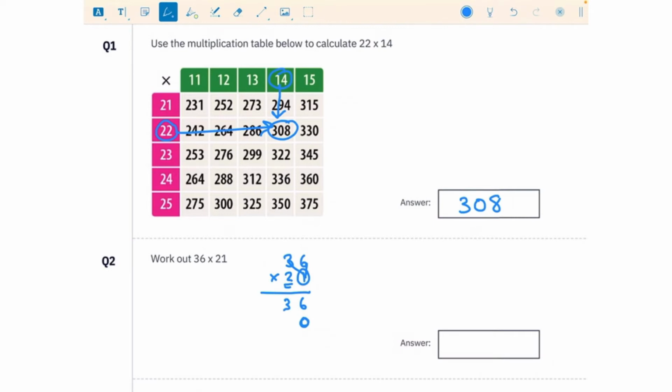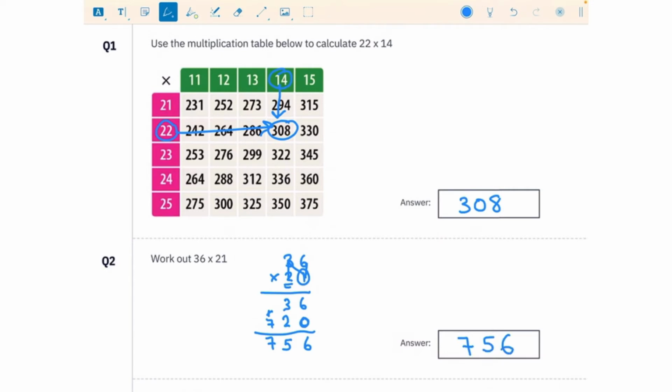2 times 6 is 12, so 2, carry the 1, and 2 times 3 is 6, add that 1 is 7. Adding that up is 6, 3 add 2 is 5, and we've just got a 7 here. That 1 was from before, so we can cross that out if we like. 756.